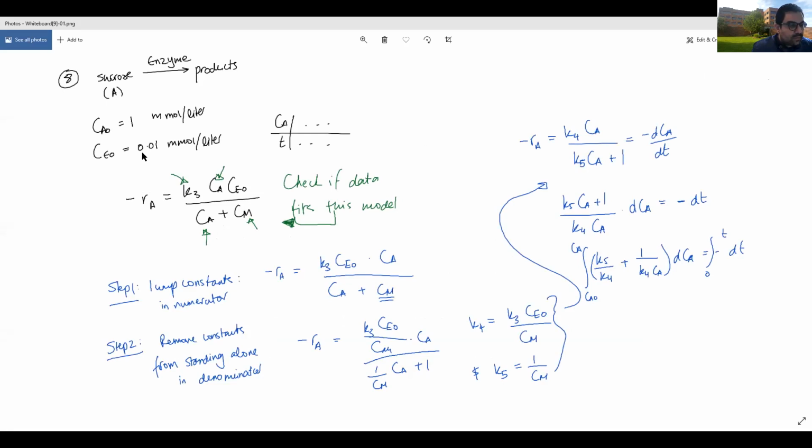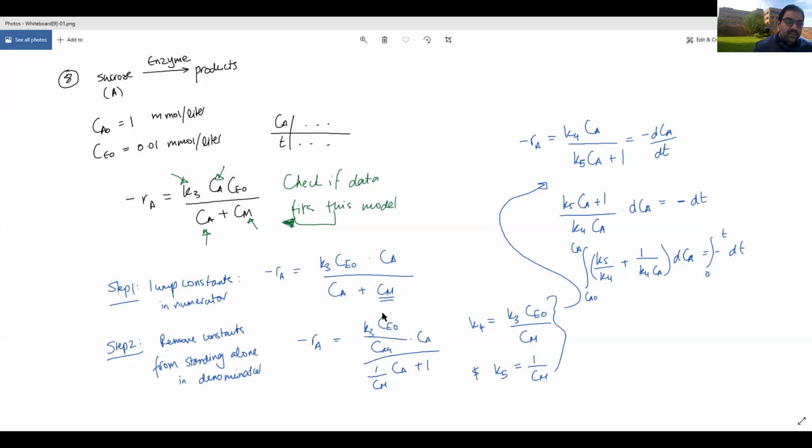So we started off by just listing the givens, and in order to verify whether your experimental data of CA versus T fits this model using the integral method, we need to sort of reverse engineer this kinetic model. Usually step one is to lump all the constants in your numerator, and this is what we did. We lumped K3 and CE0. And then the second step is to usually remove any standalone constants from the denominator, in this case Cm, and we remove this by dividing by Cm.